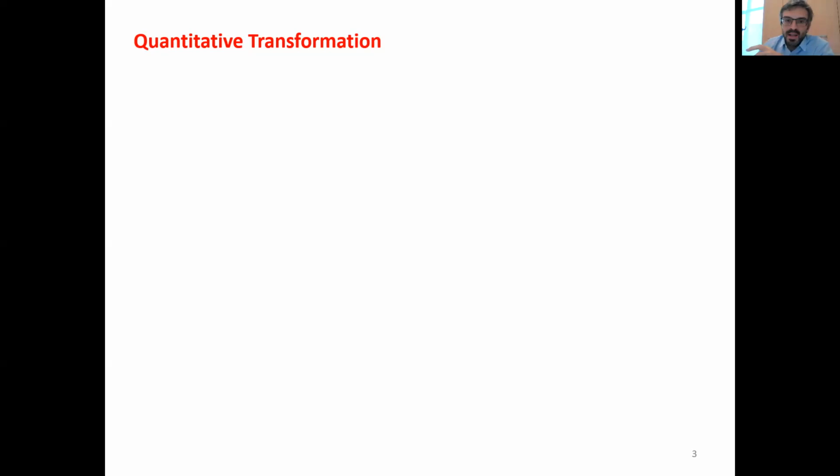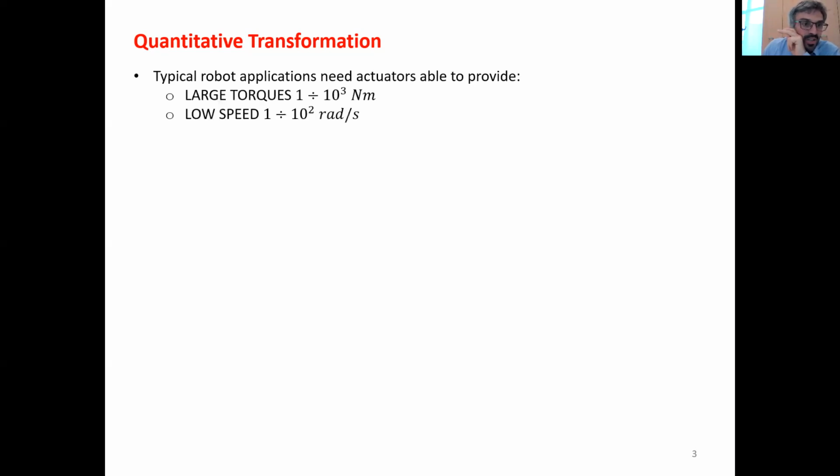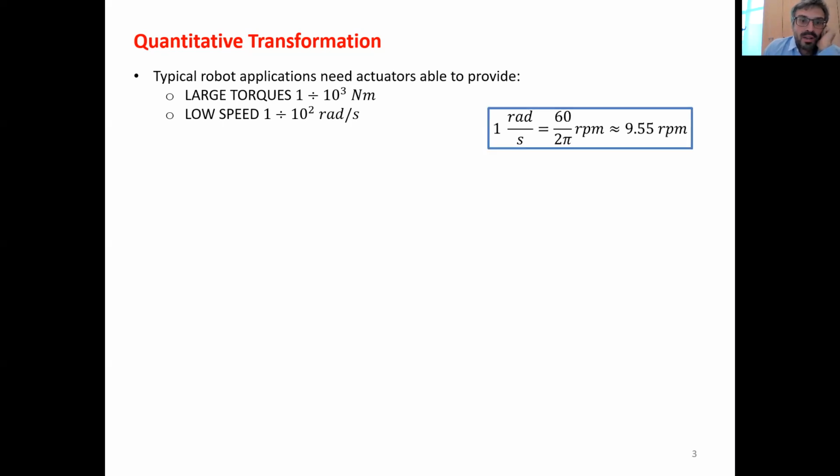And we see that there are different arrangements and transmissions that allow this shift, like with the belts or chains. The quantitative transformation allows us, as I said, to match the requirement of our robots that might require large torque and not so high speed, while usually in a DC motor we have low torque and high speed.